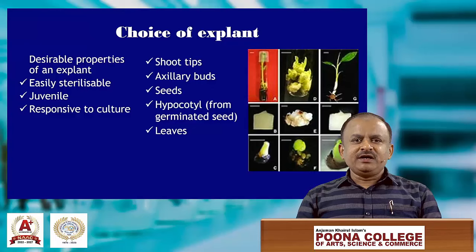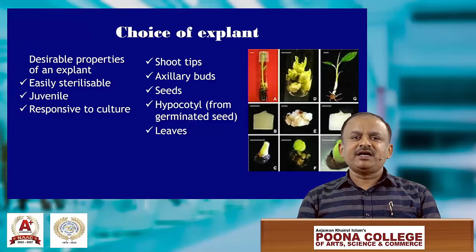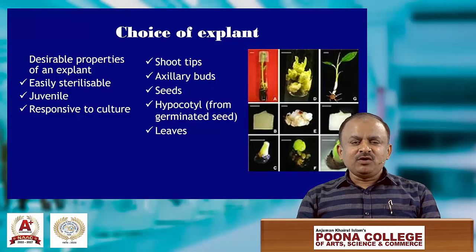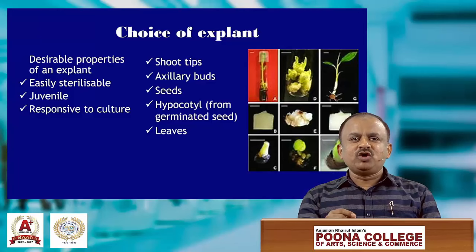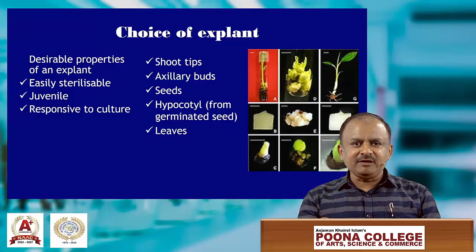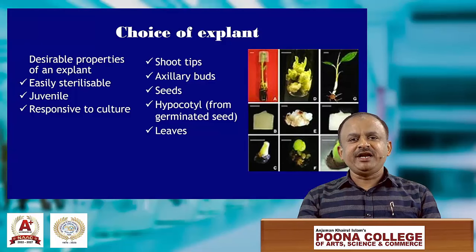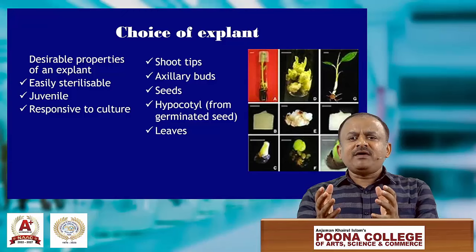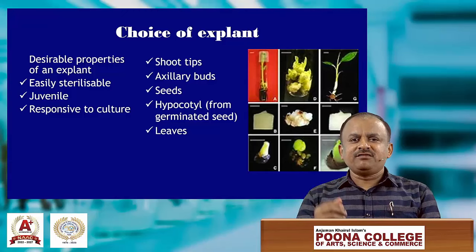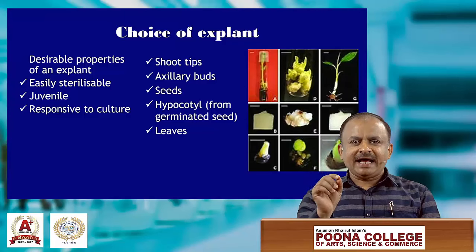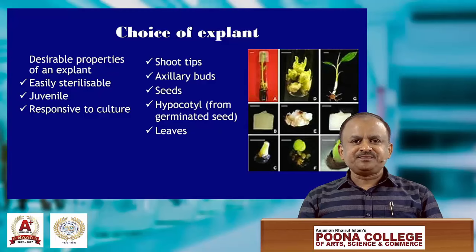Here, the desirable properties of an explant are very important. The explant we select should be easily sterilizable, juvenile and responsive to culture media. Then there is the question of what type of material to cut from the different sources of the plants. We have to remove either shoot tip or axillary buds or seeds or hypocotyls. Hypocotyl we select from the germinated seeds or from the leaves.